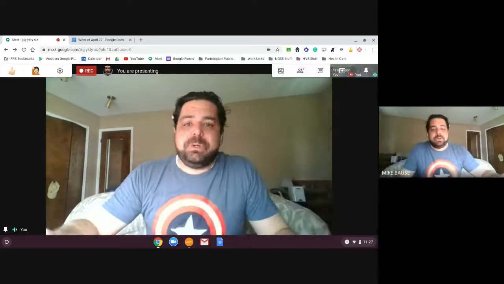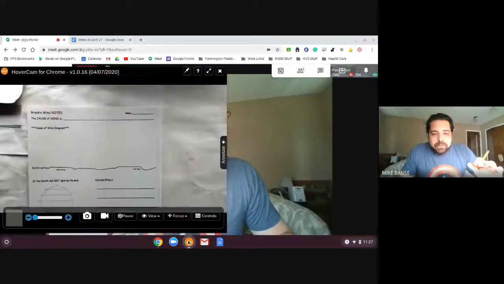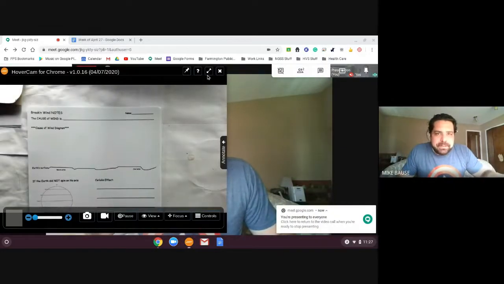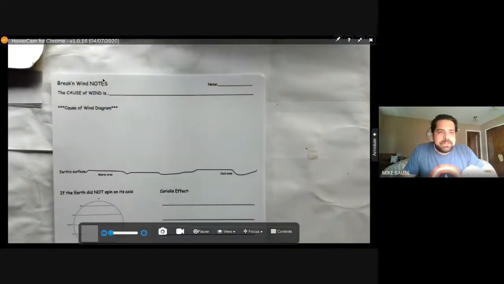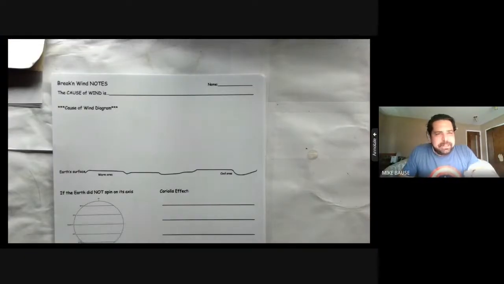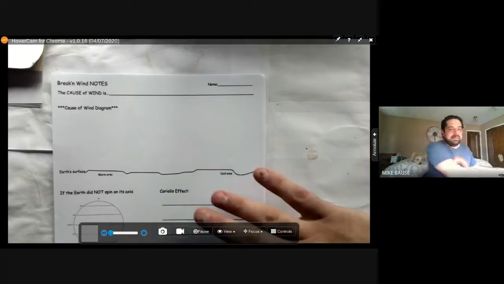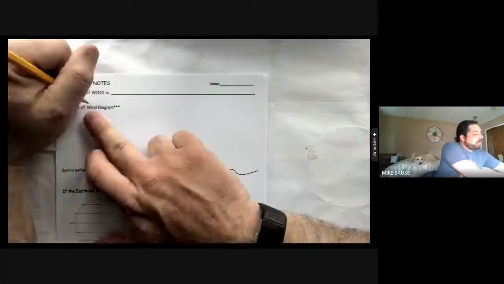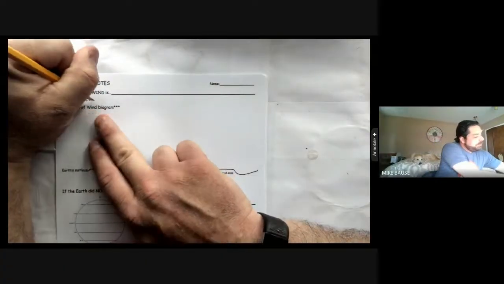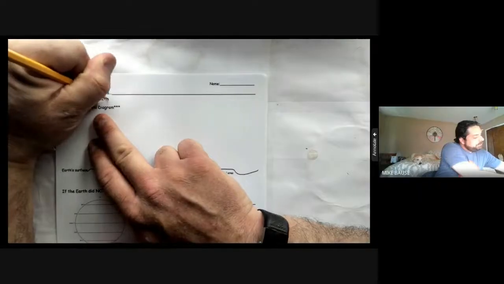All right. So you may have printed off the notes. They look something like this. It's called break and wind because that's hilarious. Let's face it, dad joke. Anyways, these are the break and wind notes because we're going to talk about wind here. At the very top, it says the cause of wind is, and underneath it, I'm going to write the cause of all weather because it really is the case.